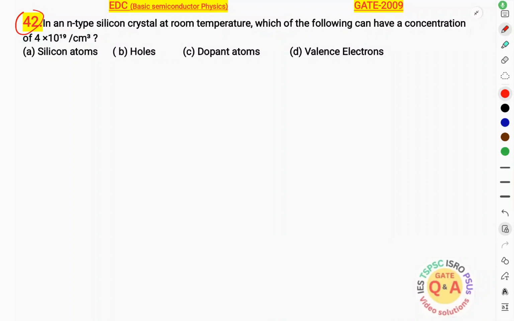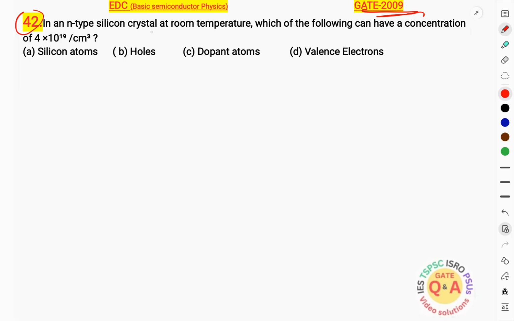Question number 42. This is a GATE 2009 question. It's a very tricky question. Very less data is given in this question. Generally, students will be confused by this question. In this question, apart from the given data, we also need some extra data that we need to remember. We will see first what the question is.